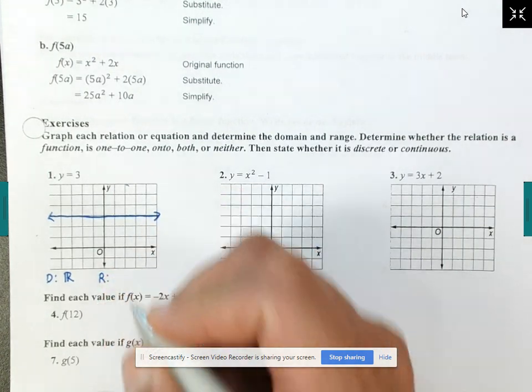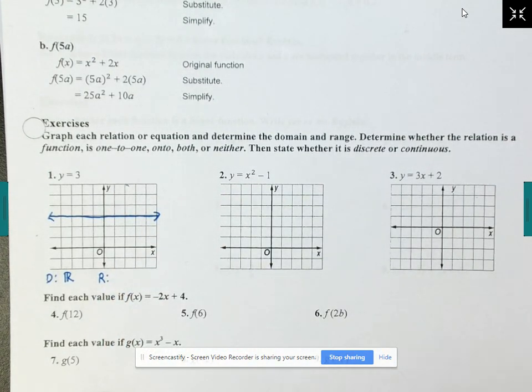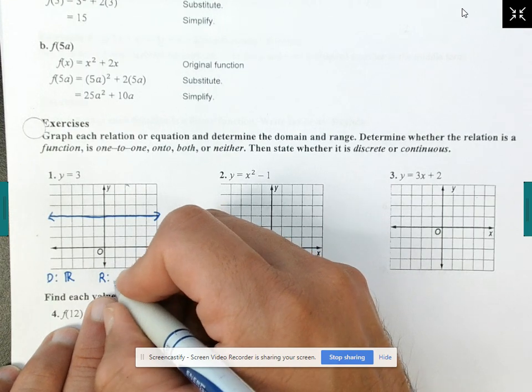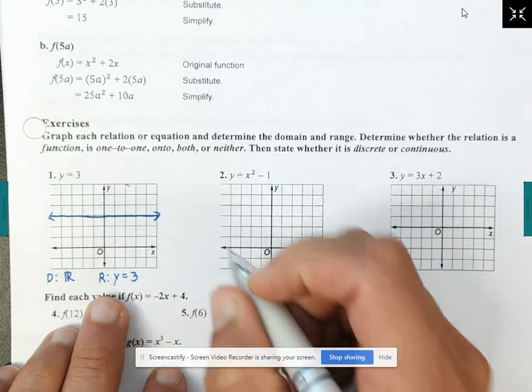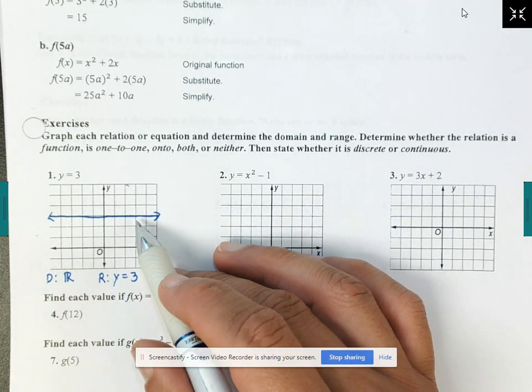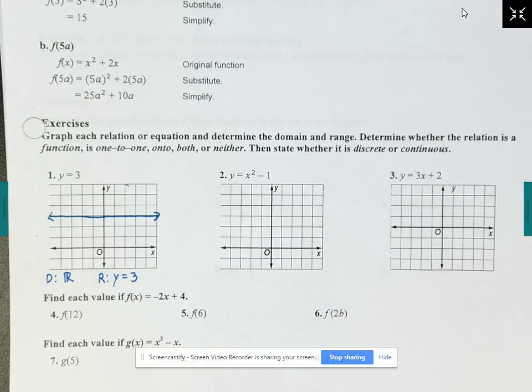The range is going to be y is equal to 3, right? It begins in this line, it ends in this line. All right, so that's going to be the range.